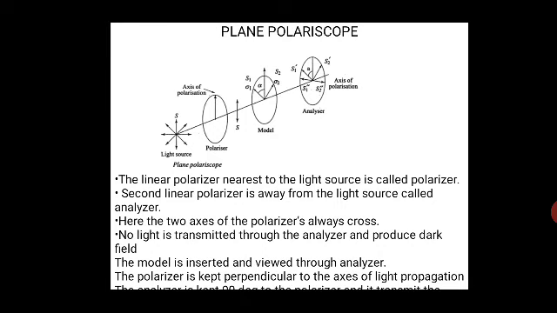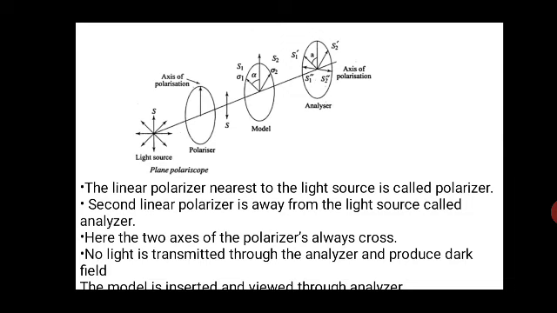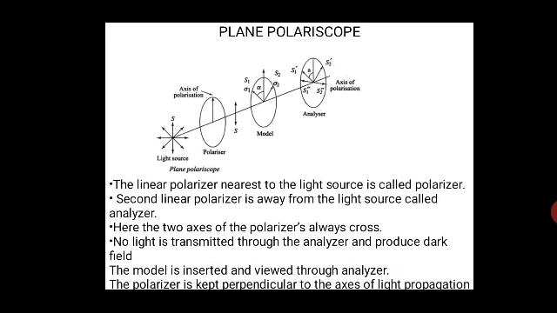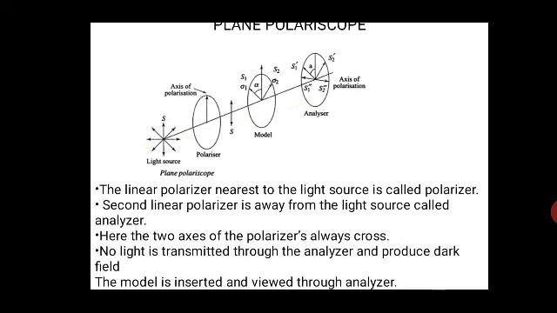Here the first thing is the light source, which emits light from a particular point and moves along its axis. To allow only the light which is along the plane of the polarizer, and to convert the perpendicular plane light to parallel to the plane, we need a polarizer. The second element is called the polarizer. The polarizer which is nearest to the light source is called the polarizer. The second linear polarizer which is away from the light source is called the analyzer.